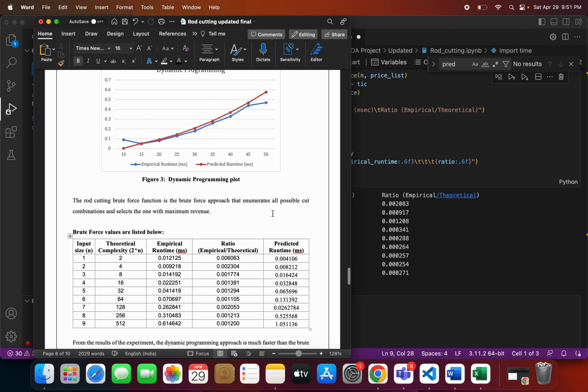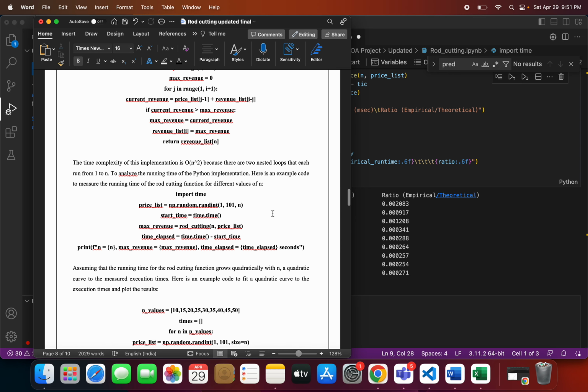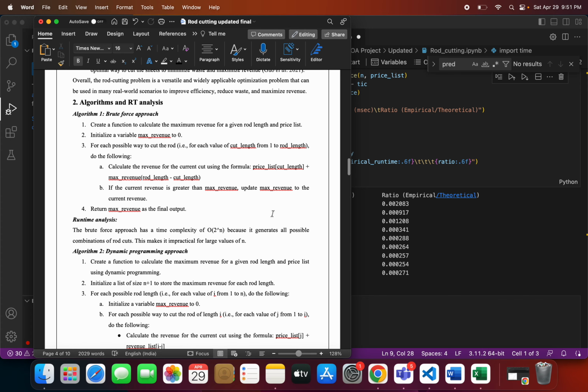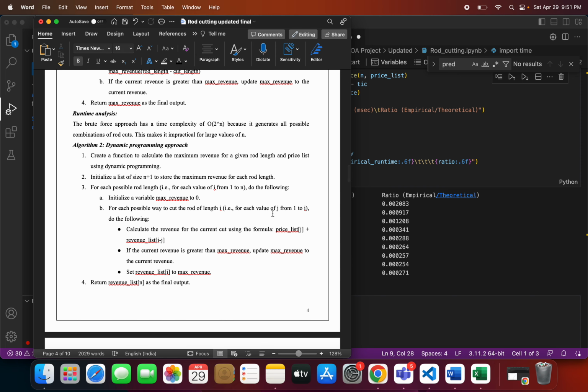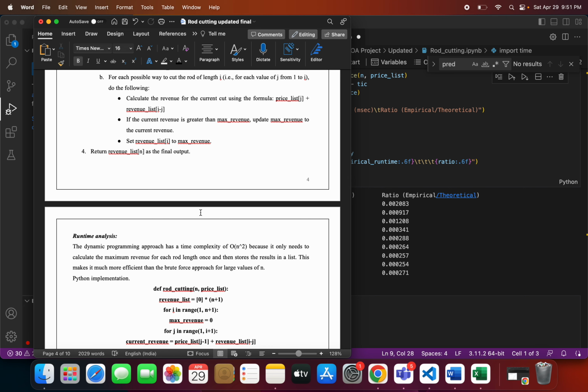So the next algorithm I have chosen is dynamic programming. In dynamic programming, I have chosen to do the bottom up order. Here we have to initialize a list of size n+1 to store the maximum revenue of each rod length. And the runtime analysis of this algorithm is n power 2.